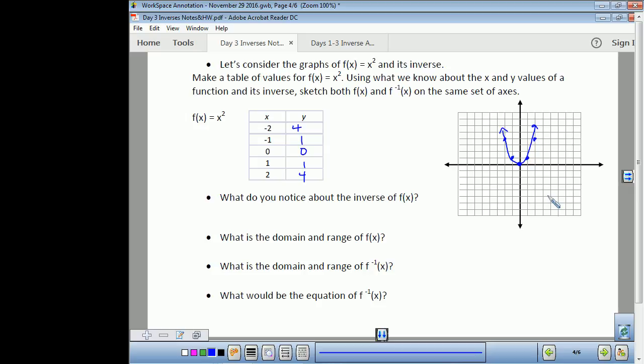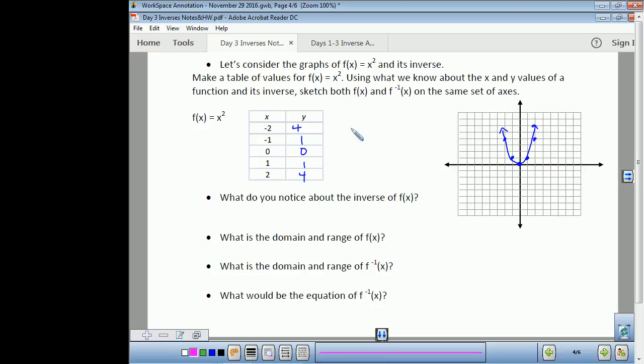All right. So, let's think about the inverse. What do you think Zach would tell us the inverse does to the x and y? It switches them. Yeah, that's right. Okay? So we switch them.